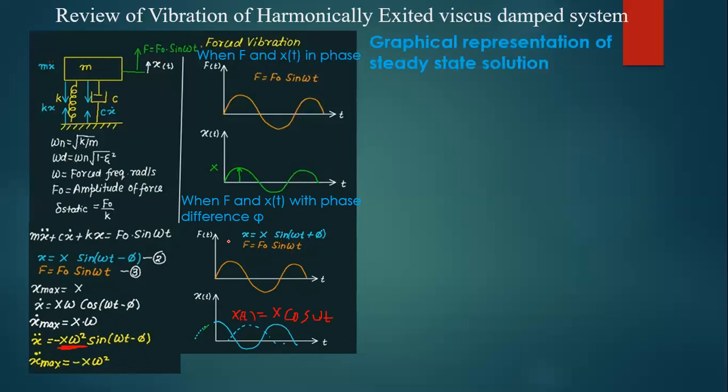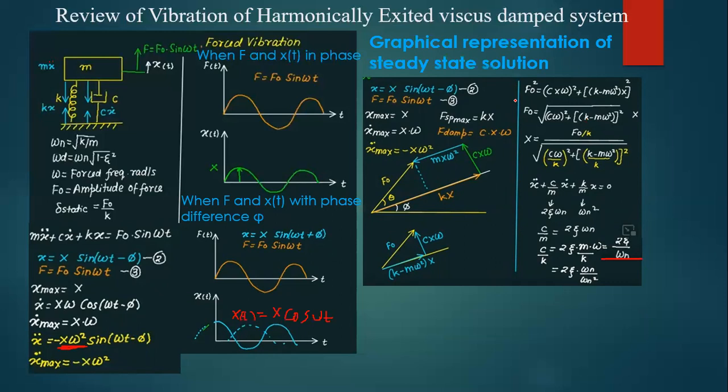Okay, let's see the graphical representation. So assume x is equal to X sine of omega t minus phi is the equation, and F is equal to F naught sine omega t is another equation. X max is equal to X, x dot max is equal to X omega, and x dot dot max is equal to minus X omega square. So using these equations, assume this as a reference axis. Let's call it reference R.